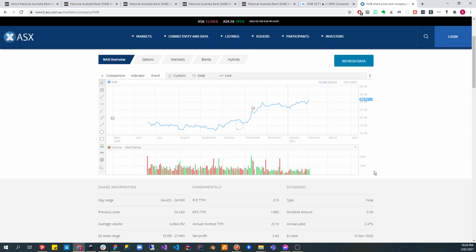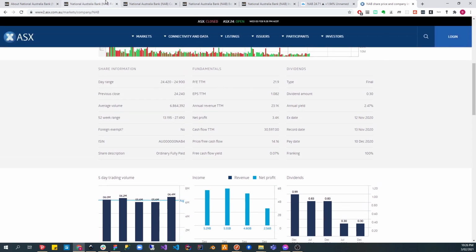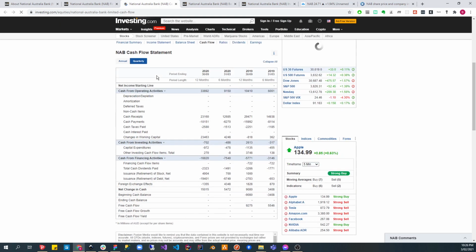Let's cross check that with the ASX website. 2.47, very similar, and it's 100% franking, which is really good. Okay, moving right along. This is so much quicker. I can't believe it. I loaded this like 5-10 minutes ago.